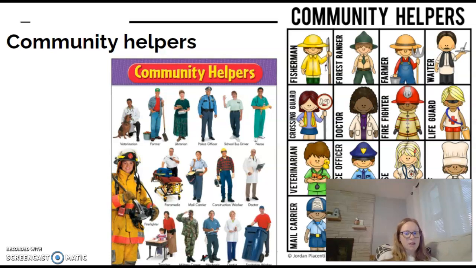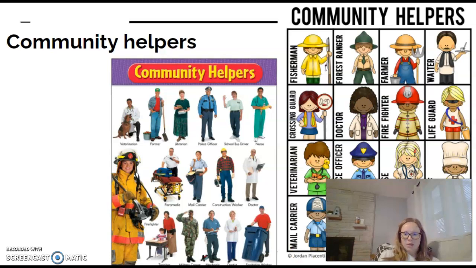So maybe in your community a lot you interact with teachers because you go to school. Maybe you want to draw a picture of a teacher and write about how teachers help students to learn. That could be your sentence. Or maybe you see a lot on the streets a mail carrier, the guy or woman who brings you your mail. You could write a sentence about a mail carrier and draw a picture of them. You could say, they help to deliver our mail.